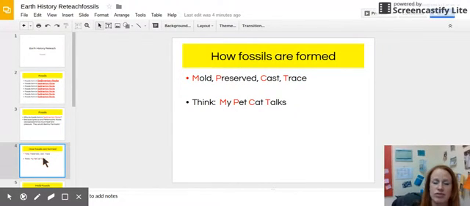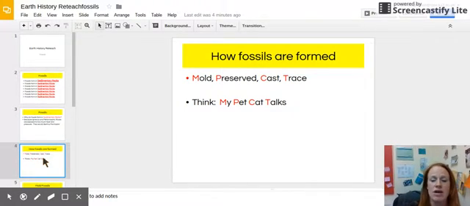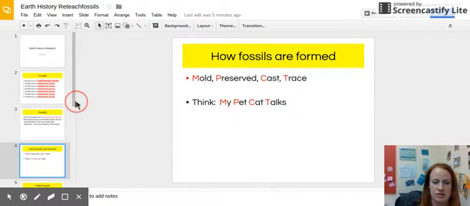Now, there are a few different types of fossils that you all need to know. We have mold fossils, preserved remains, cast fossils, and trace fossils. And one way to remember those is to think "my pet cat talks." I know it's silly, but if it helps you remember, then let's use it.